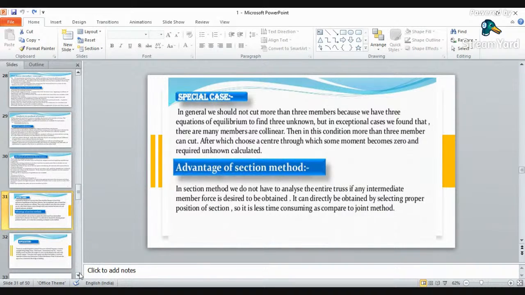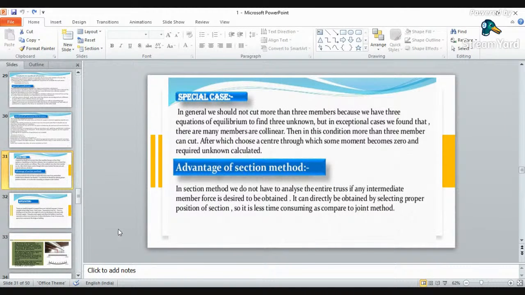So why use the section method? Suppose you have to find out the force in one particular member only. In that case you would have to solve the whole truss by the joint method. But by the use of the section method, you can directly cut the truss element and find out the force in that member only. So in the section method we do not have to analyze the entire truss. If any intermediate member force is desired, it can directly be obtained by selecting a proper position of section, so it is less time consuming as compared to your joint method.